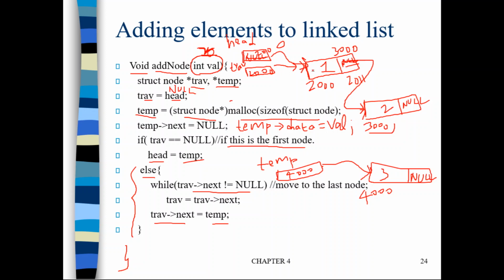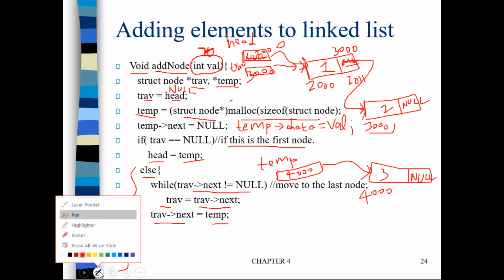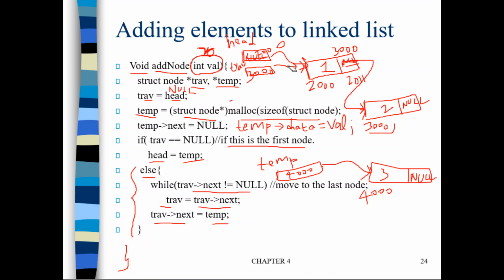What does traverse arrow next contain? This is traverse arrow next. What does it contain? 3000. So that 3000 will now be stored in traverse, this pointer. So no more 2000, it will now be 3000. Which means that now the traverse pointer is not pointing to the first node, rather it is pointing to the second node. It's pointing here.